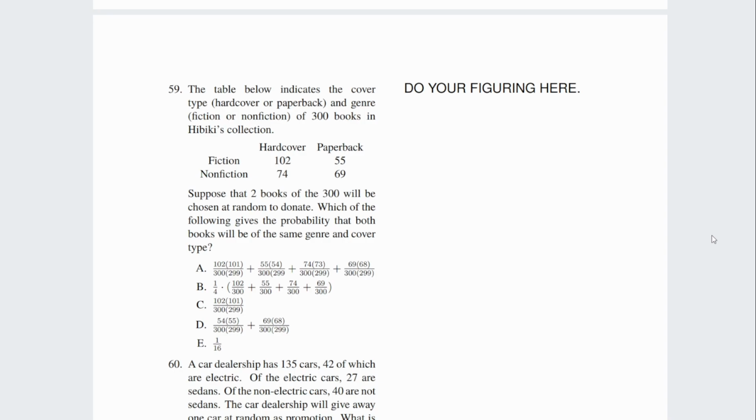So we need to realize for each of these numbers, divided into fiction, nonfiction, hardcover, and paperback, we need to take the chance of drawing that the first time divided by the total number of books, and then multiply that by the probability of drawing that the second time divided by the total number of books. So this means that we're going to say 102, starting with fiction hardcover, 102 divided by 300 times the probability that this happens the second time.